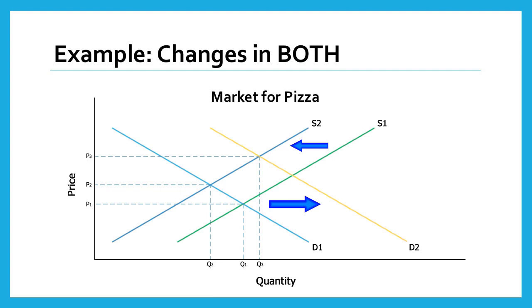Now, I want you to notice what's always going to happen with a double shift. With a double shift, either price or quantity is going to be unknown. In this case, Q1 to Q2 is a decrease in quantity, and then Q2 to Q3 is an increase in quantity. These are just sketches. We don't know the size of the changes in quantity. The way I've drawn it, the quantity is increased, but it could have been that the quantity decreased. So, in short, we don't know what happens to quantity.